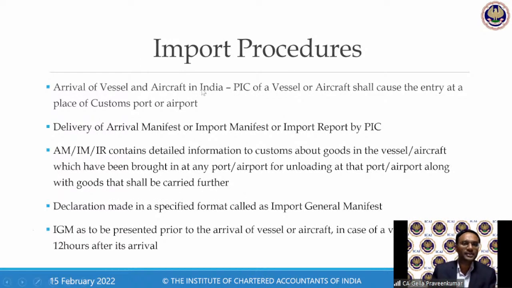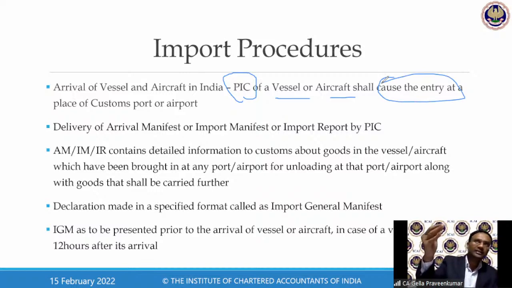Moving on to imports. There's a person called the person in charge. This person in charge of a vessel or aircraft has to take permission to cause an entry. Generally, whenever a flight comes to India, whenever a boat comes to India, there is something called 12 nautical miles. The other day, Namita was asking, so how do I visualize this 12 nautical miles? Wherever the border is, we visualize this 12 nautical miles.